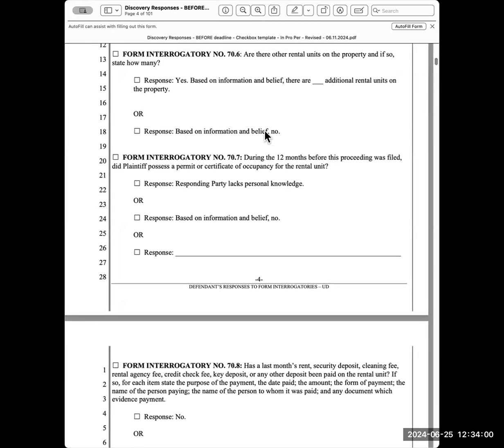This would be if there are no other additional rental units. Sometimes people are living in a single-family home, for example. If you're renting a single-family home and there's no additional rental units on the property, then this would be the appropriate response.